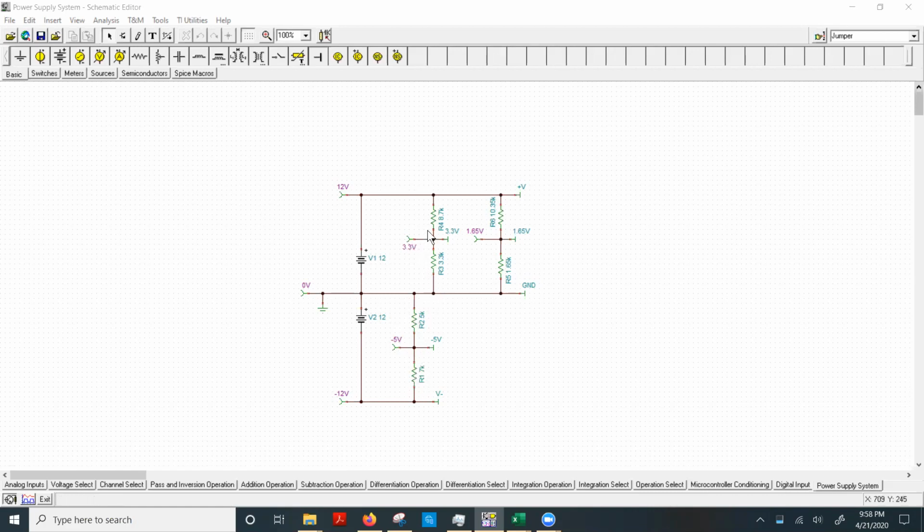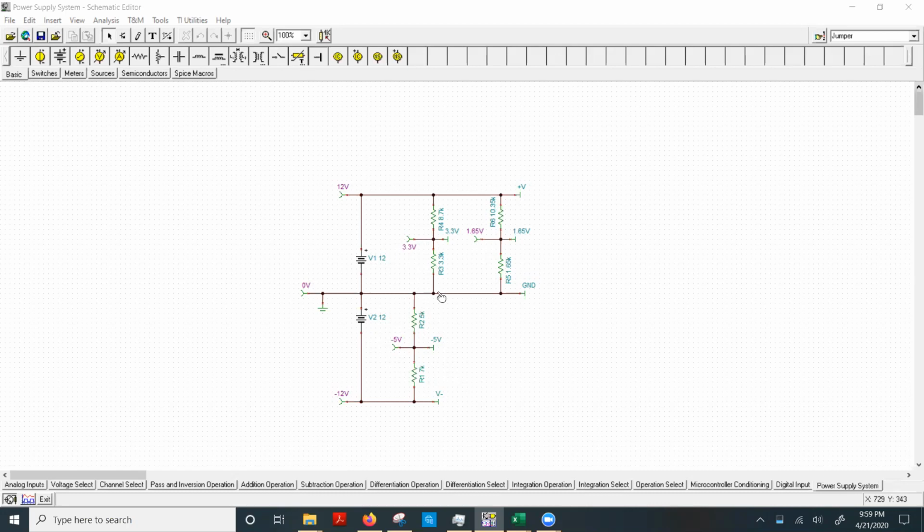I also need a 3.3 volt reference for our TTL voltage for our digital inputs, and I need a 1.65 volt reference voltage to determine if a digital input is greater than 1.65, then it's a digital 1, or if it's less than 1.65 volts, it's a digital 0. These three reference voltages are created in the power supply and are used in certain parts of the system.